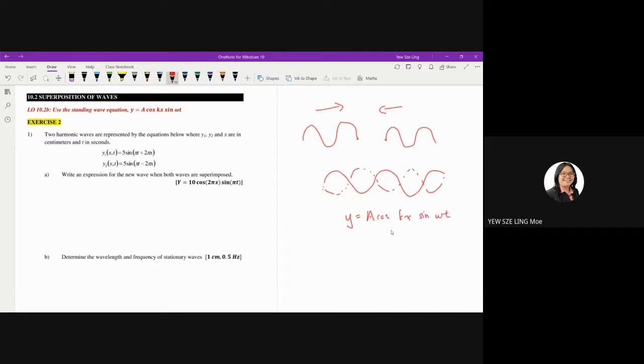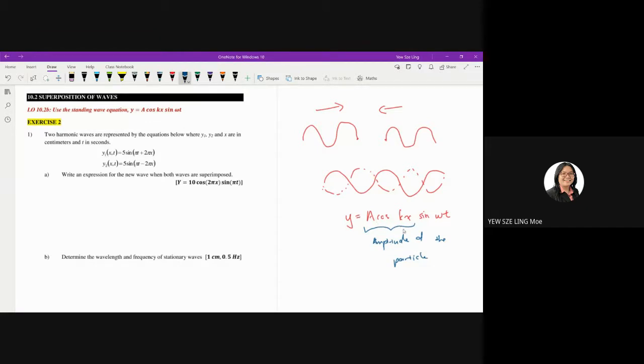So this is the equation for a standing wave, where the first part of the equation, if you remember, is what we call the amplitude equation, where we use it to show the amplitudes of the wave. Okay, the amplitudes of the particles to be more precise. So this is the amplitude of the particles, right? So the amplitude of the particles, that is the equation.